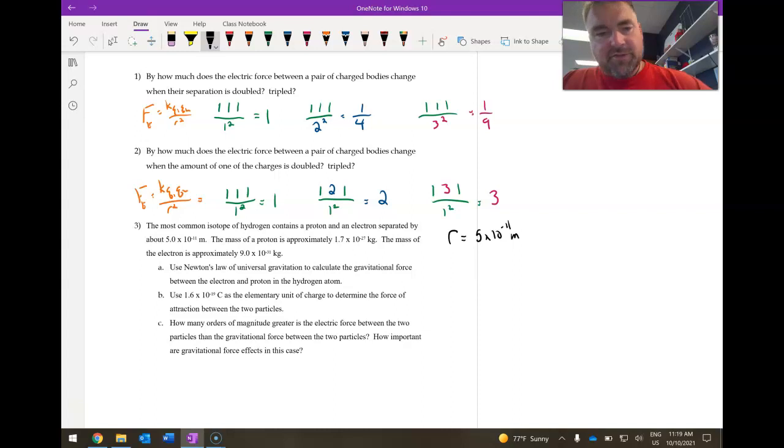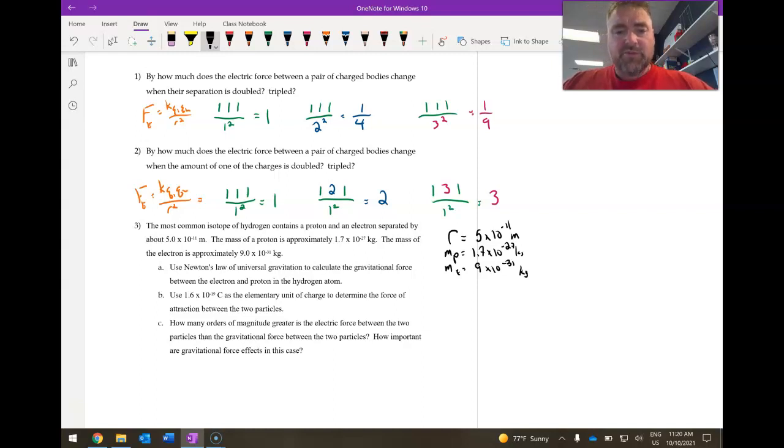And that's going to be in meters. And they give us the mass of a proton. So I label it as M sub P is 1.7 times 10 to the negative 27th kilograms. And they tell us the mass of the electron, and that's going to be 9 times 10 to the negative 31st. Now this isn't exact, and if you look on your reference tables, you'll see that these are not the same numbers on the reference table, but it works okay for our approximation on this particular problem.